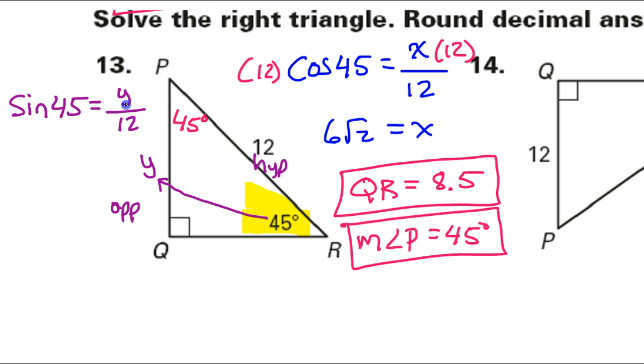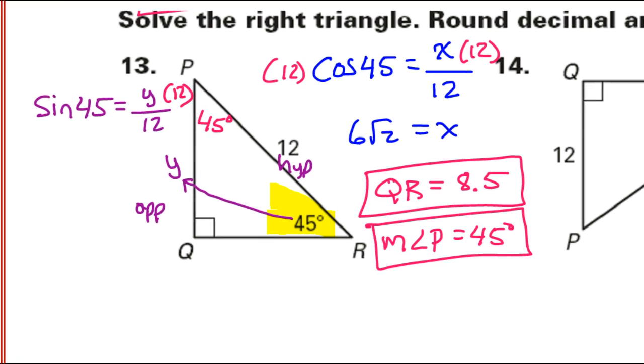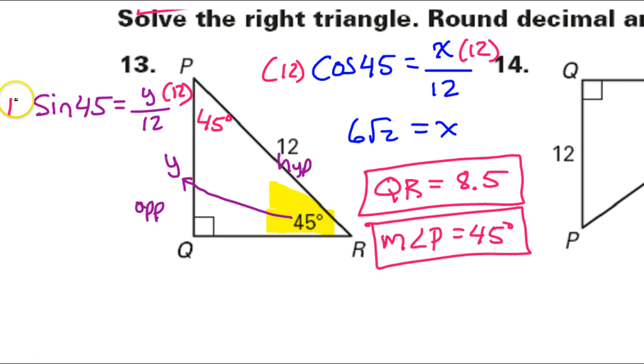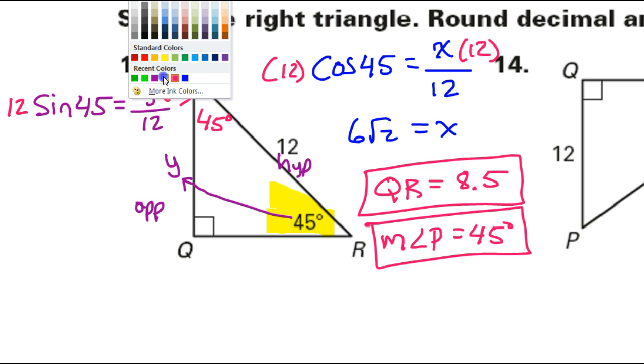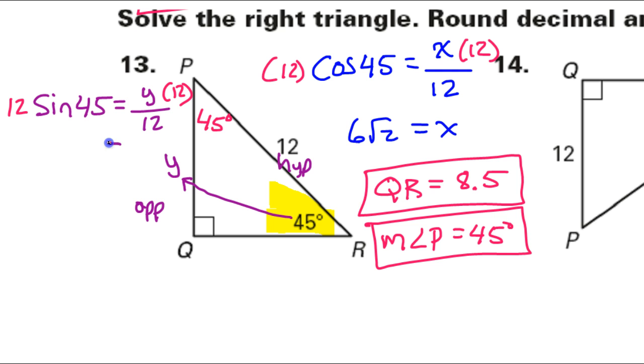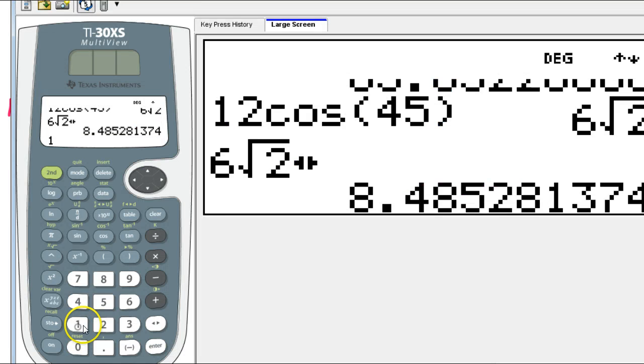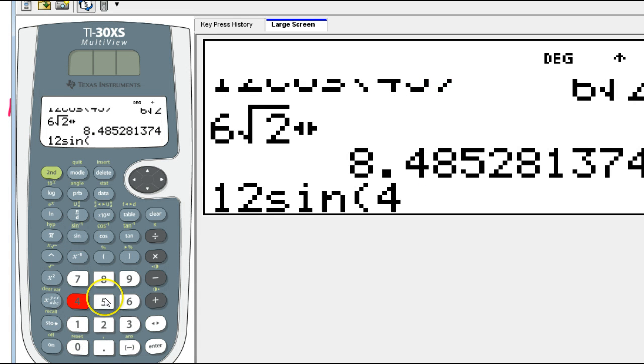So to get y by itself, again, I would multiply both sides by 12. Okay, like this. There's no more room over here, I guess I gotta go like that. So these will cancel each other out. So that's just going to give me the answer, y equals 12 sine 45. So 12 sine 45.